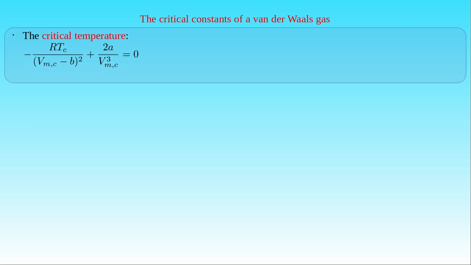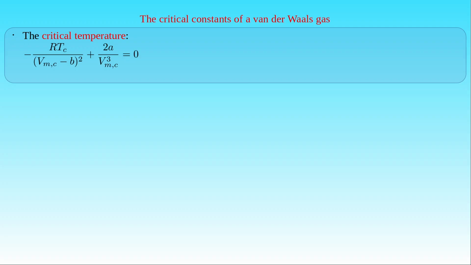We have expressed the critical volume of a van der Waals gas in terms of a van der Waals constant, and we can do the same with the critical temperature as well. If we evaluate the vanishing first-order derivative of the pressure with respect to the molar volume in the critical point, then we can write the equation stating that minus the gas constant R times the critical temperature Tc over the square of the difference between the critical molar volume V sub mc and the constant B, plus 2 times the constant A over the cube of V sub mc is equal to 0.